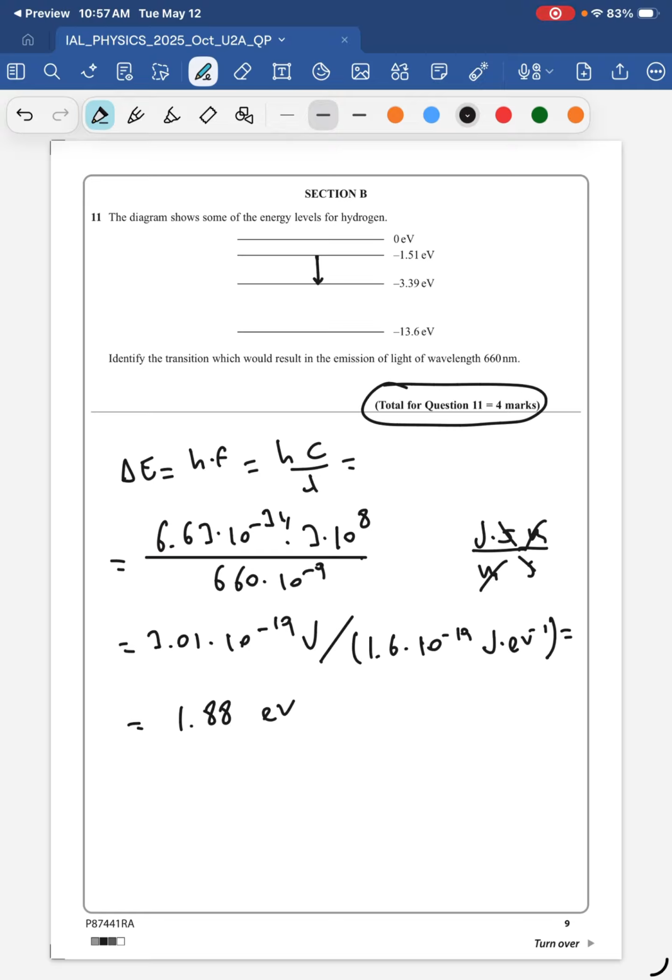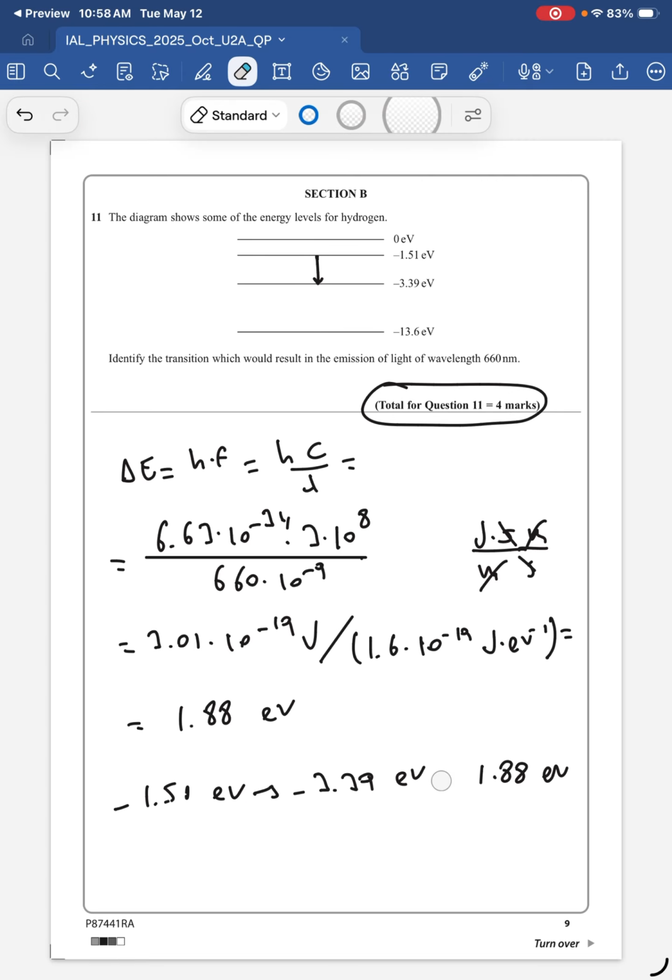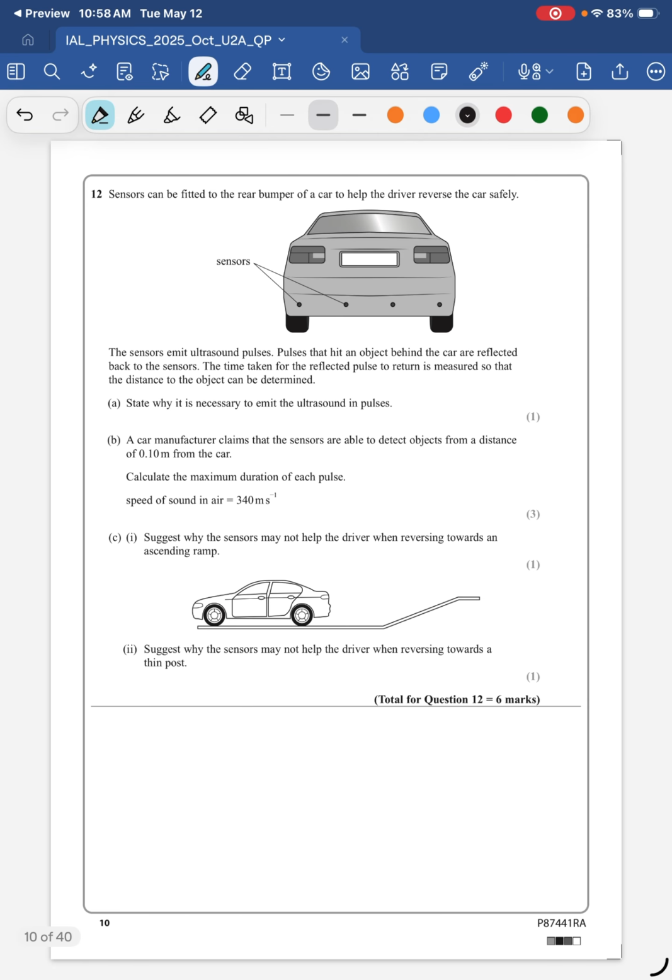And okay, the only transition that works is from minus 1.51 electron volts to minus 3.39 electron volts, which is exactly 1.88 electron volts. Okay, so this was question 11. Let's move on to the next one.